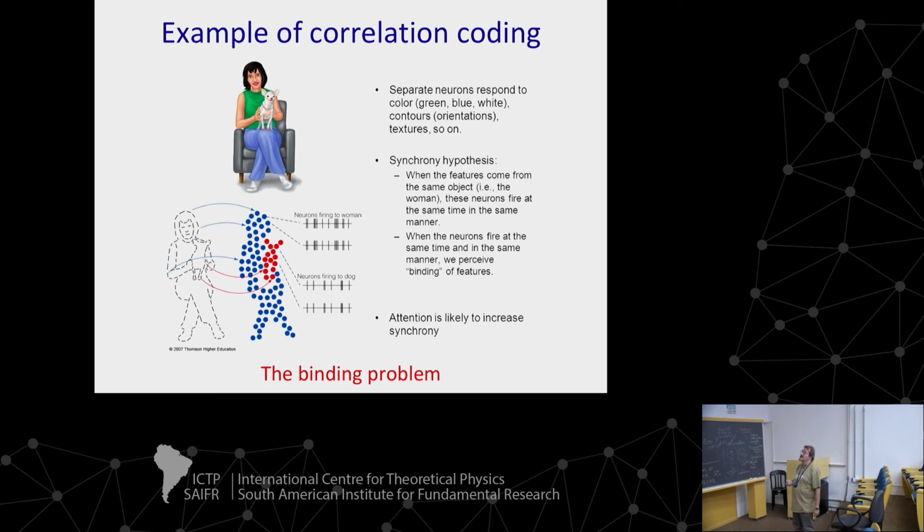One of the ideas is that the binding is due to synchrony. So groups of cells that are firing synchronously at a given time represent the woman, and another group of cells represent the dog. And there are cells that represent the color as well, and so on and so forth. So this would be an example of a synchrony-based code.